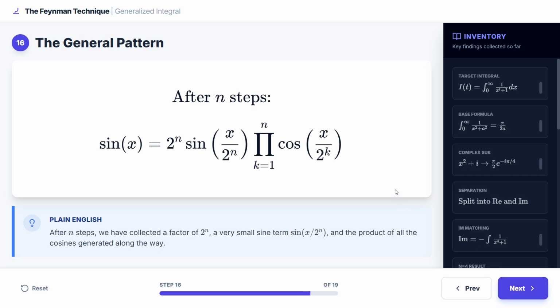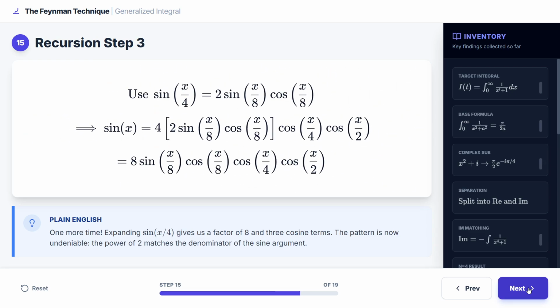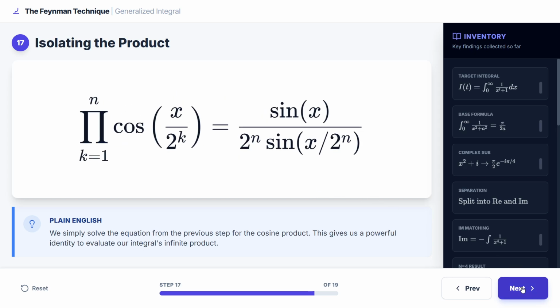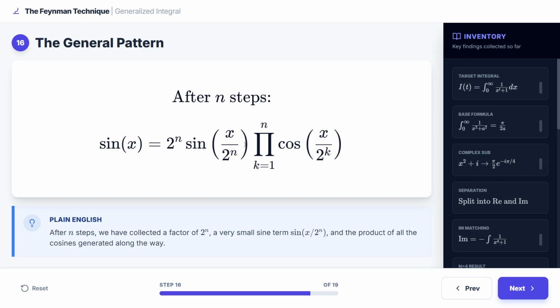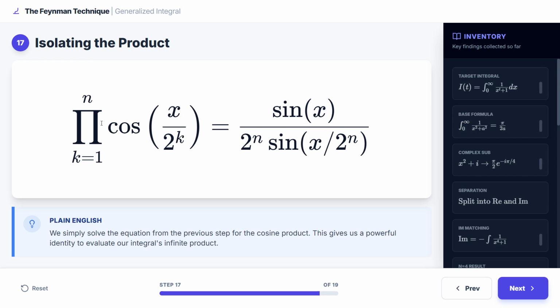So after n steps, this is what you end up with. Go ahead and take a look at the pattern, work it out for yourself, but this is the pattern formally stated. So this should jog your memory a little bit. This should remind you of something. This is very similar to our I of 2n. Very, very similar. So what we're going to do next is just divide by this term right here. And now it looks even more similar.